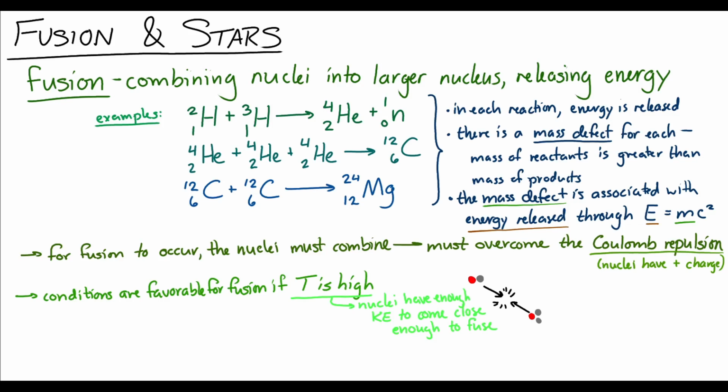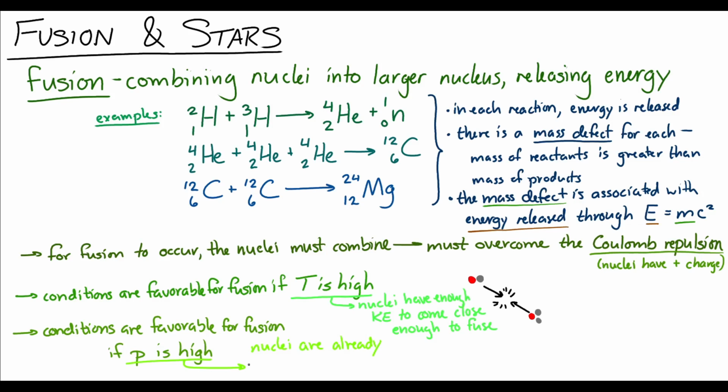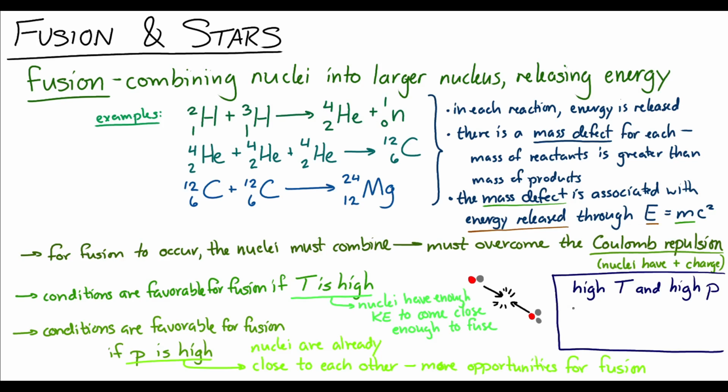Now, conditions are favorable also if we have a high pressure. And that's because if we have a high pressure, then the nuclei are all relatively close to each other. There's many opportunities then for a fusion reaction to occur. So one location where we tend to have a very high temperature and a very high pressure is inside of the cores of stars. So let's think about stars.